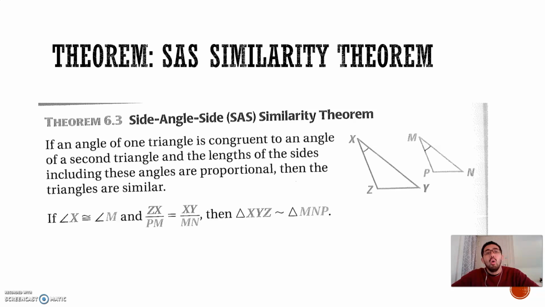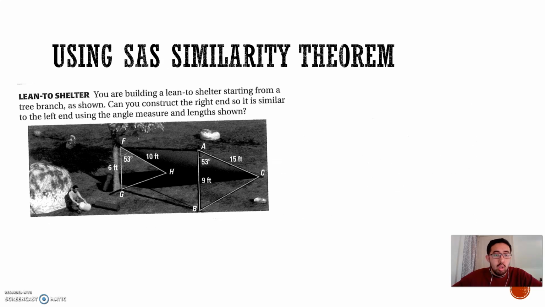Okay, so how do we use this? Well, if you are looking at these two triangles here, right? It says you have these two triangles, FGH and ABC, right? Well, we know in these two triangles, angle F is 53 and angle A is 53.